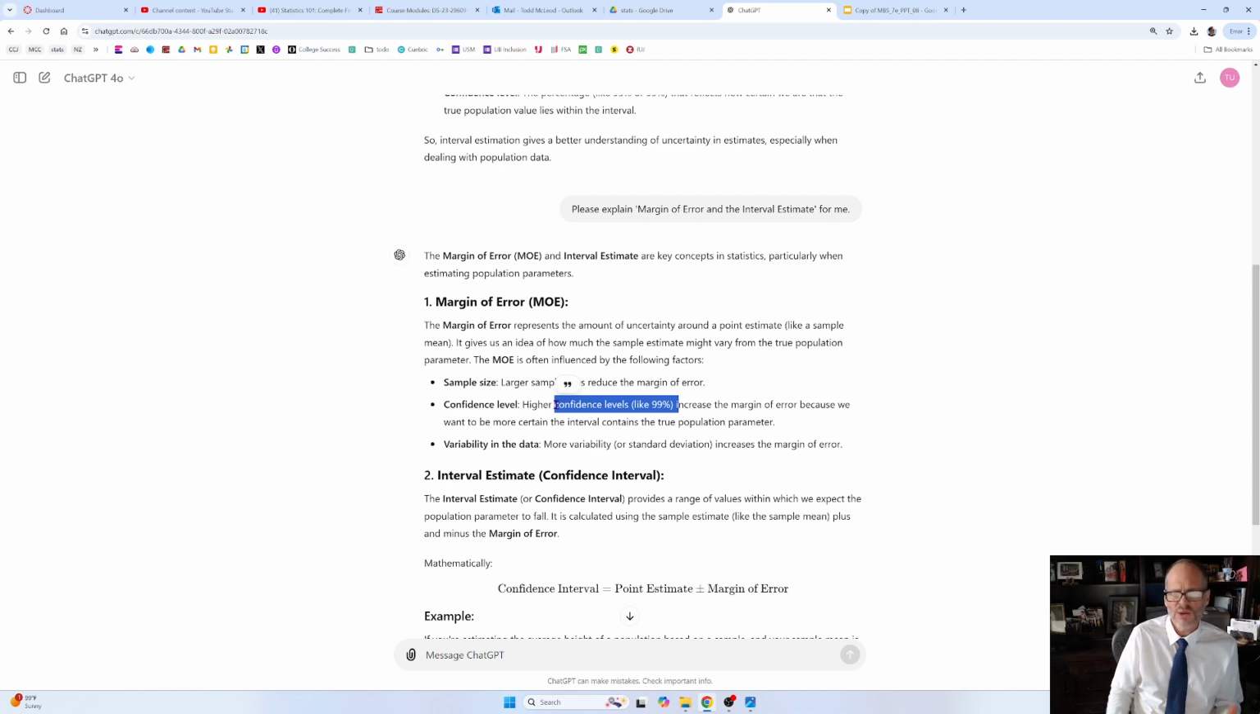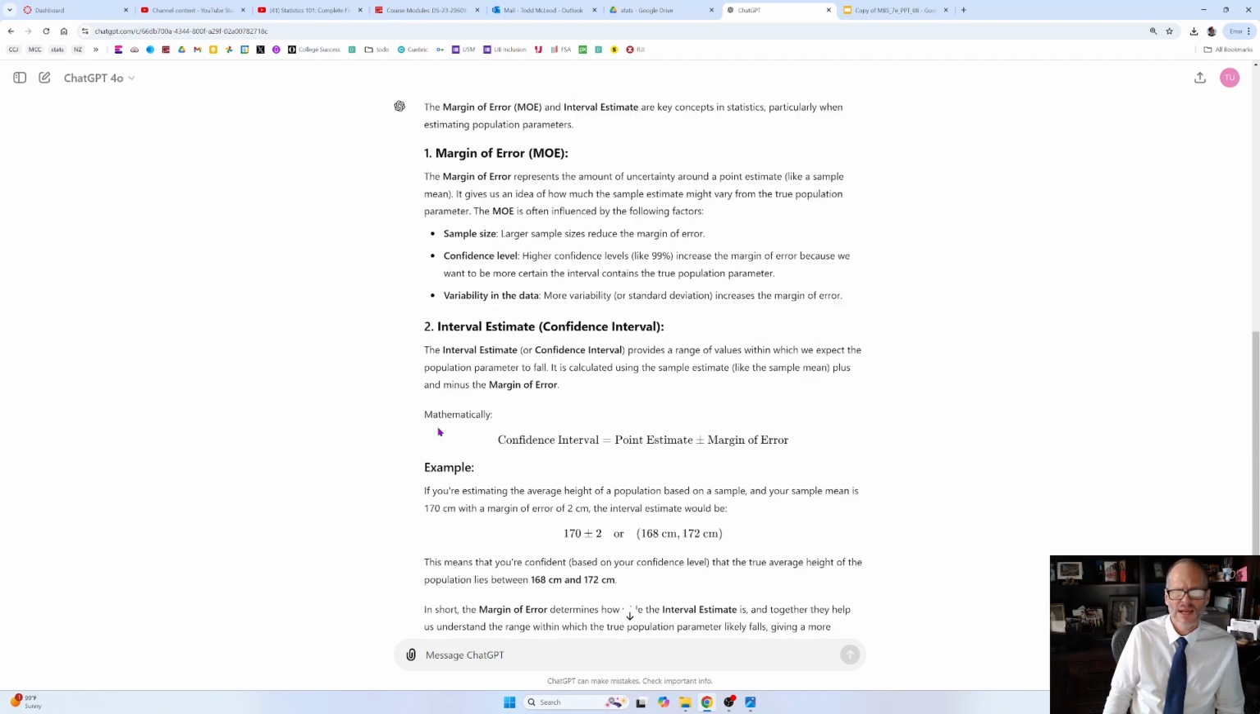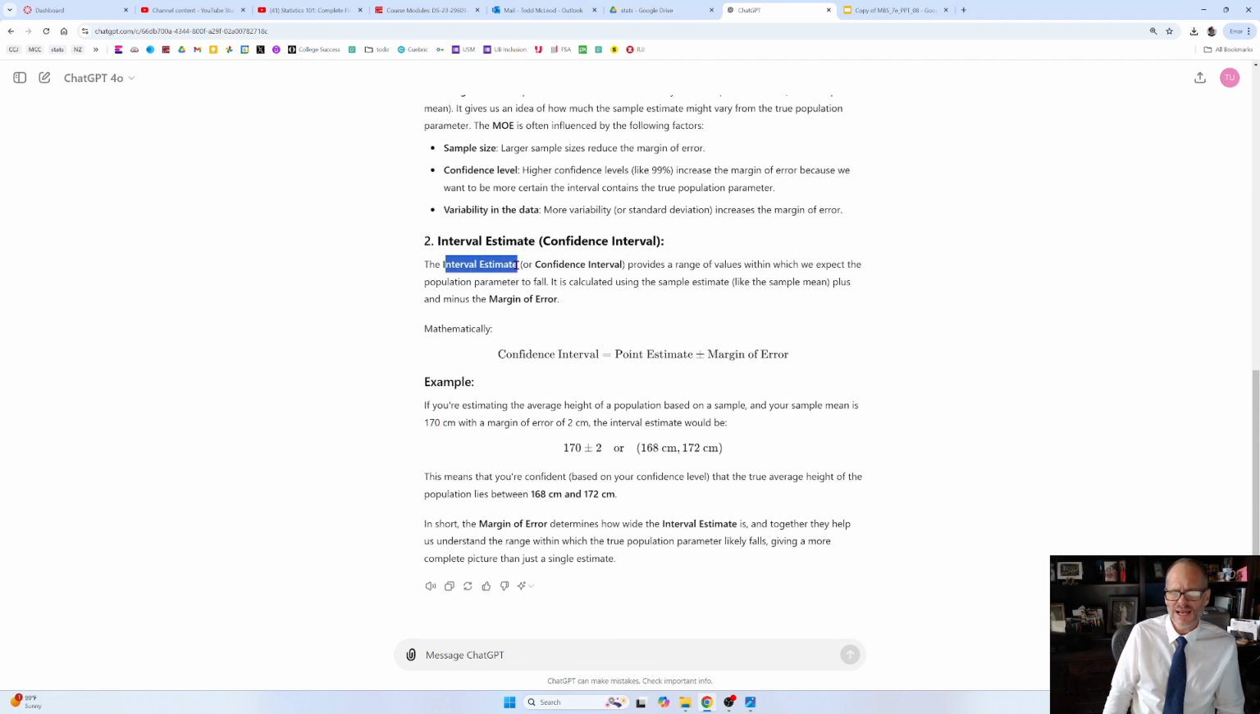Okay, since I wanted a high level of confidence, I increased the margin of error, because we want more certainty the interval contains the true population parameter. Variability in the data: more variability, or standard deviation, increases the margin of error. And then the interval estimate, confidence interval, right?